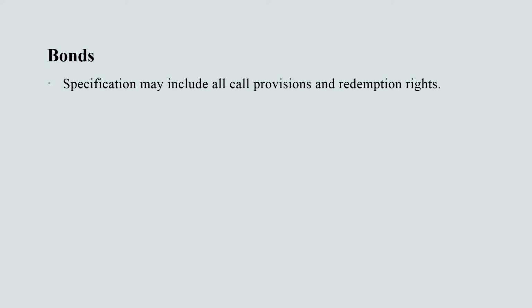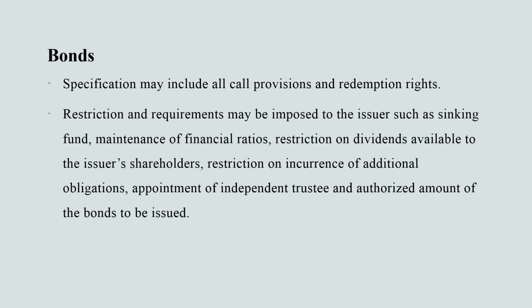That is redemption rights. Next is restriction and requirements may be imposed to the issuer such as sinking fund. Baka gusto ng investor na may sinking fund ka. Ibig sabihin, ready kang bayaran yung utang mo. Kaya may allocation of sinking fund. Next is maintenance of financial ratios. Sabi ng investor, i-maintain mo itong current ratio mo na ito. Kapag hindi mo ito na-maintain, kukuhanin ko yung pera na pinahiram ko sa'yo. Pwede din namang restriction on dividends available to the issuer's shareholders. So dito, pwede ang kasunduan may restriction na kung magkano lang yung ibibigay na dividend.